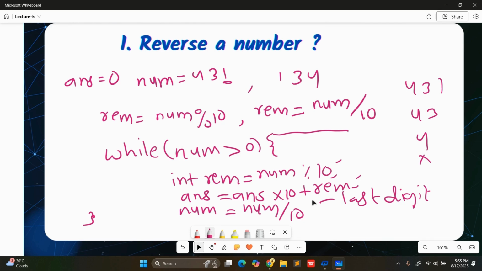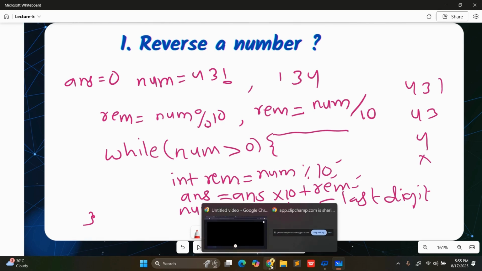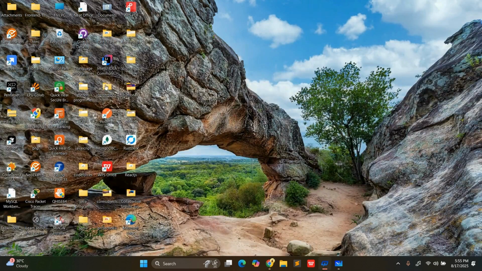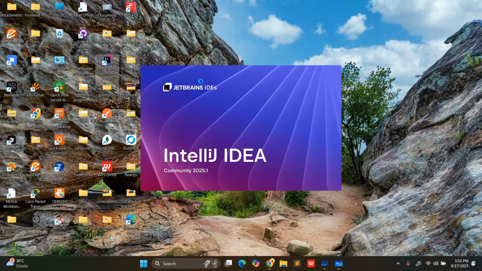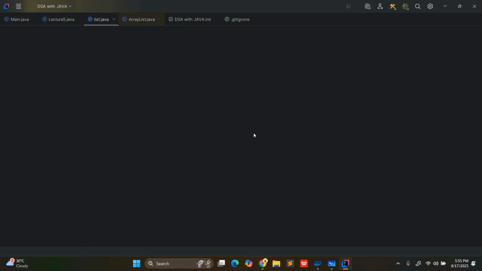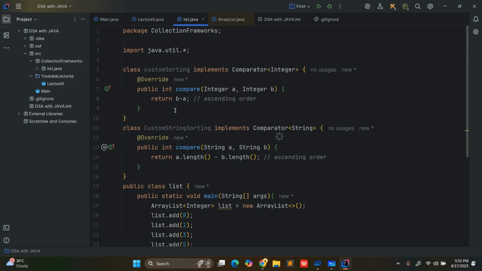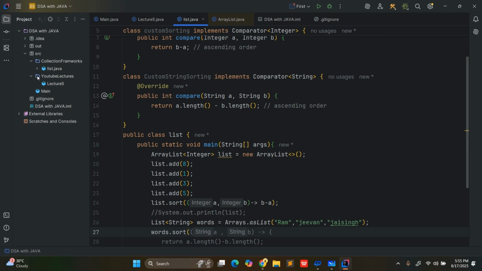So we will be writing code in our IDE. I will be using IntelliJ IDE. You can use any other online IDE also. Then lecture 5.